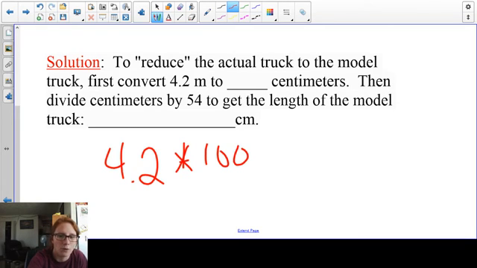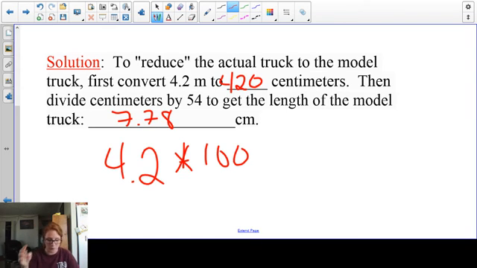multiply. Yes, you're correct. So I'm going to multiply this first by 100. And that gives me 420 centimeters. Then I'm going to take that 420 and divide it by 54, which is my scale factor. And that gives me 7.78 centimeters.